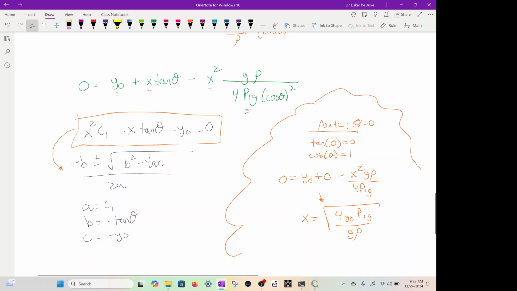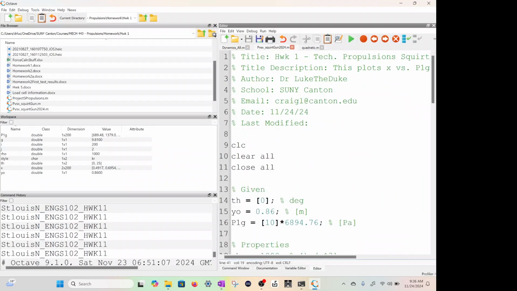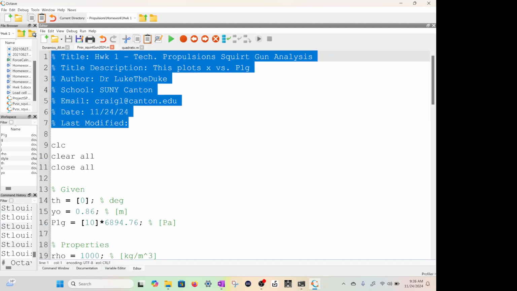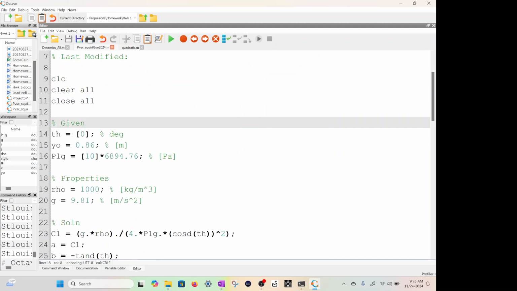So let's take a look at the code. So let me bring it over here. And let me make this a little bit bigger. Okay. All right. So here's my header at the top. Straightforward. CLC, clear all. And let's look at the givens. So I first like to do 1 theta, so 0 degrees, and 1 pressure, and get the formulas.